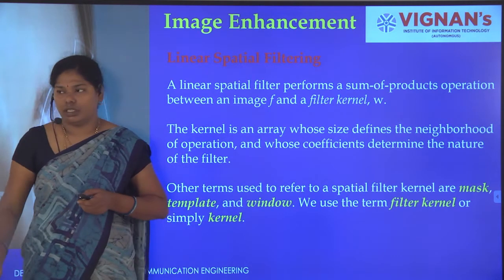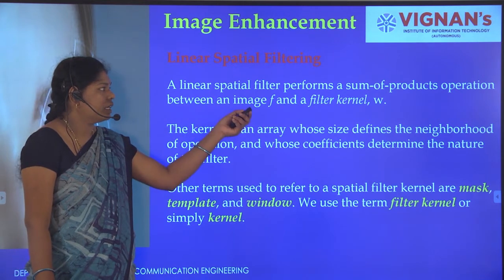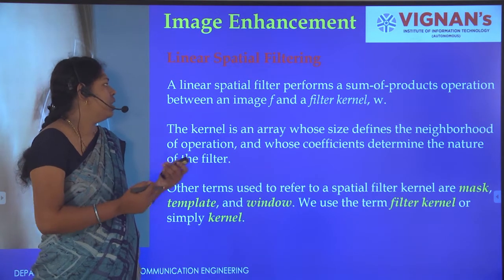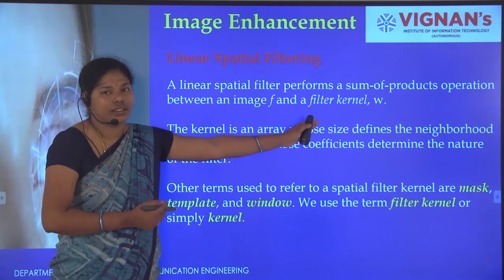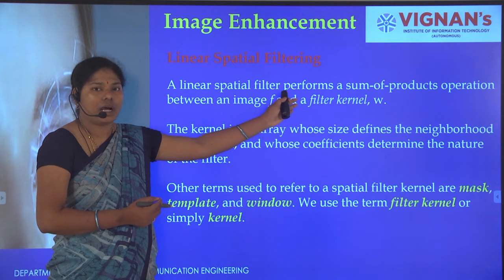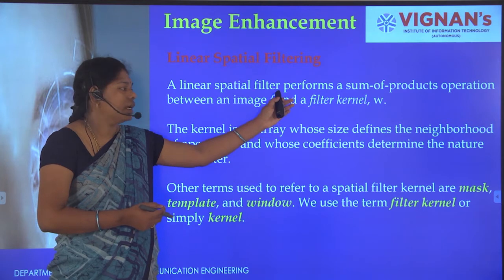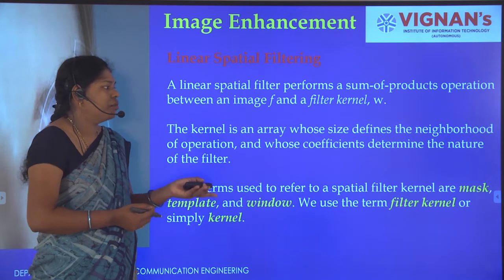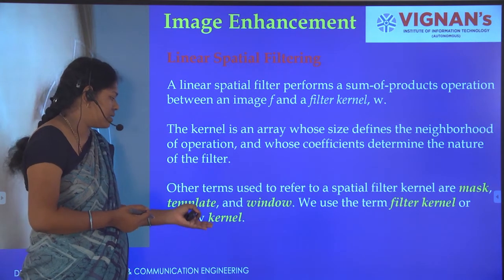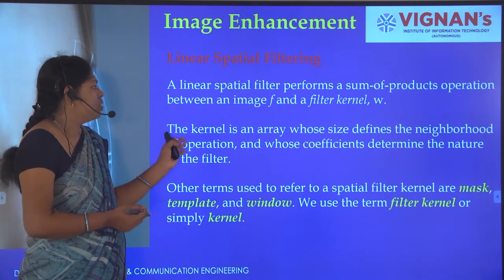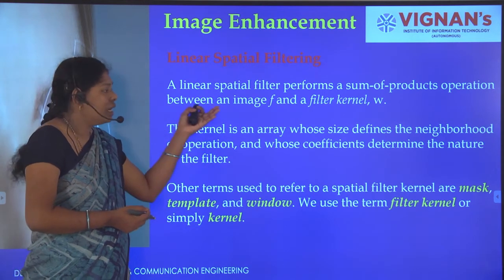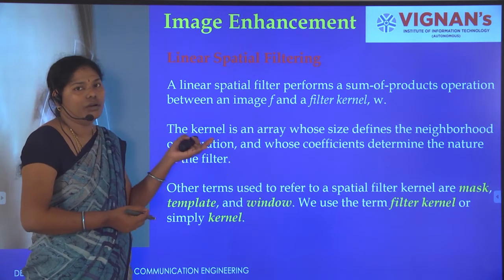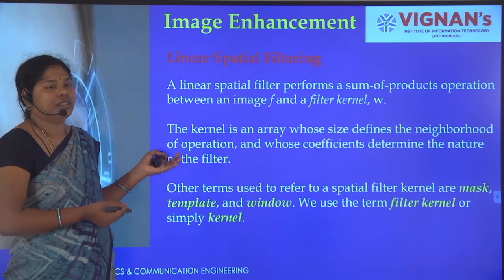Next, linear spatial filtering. The linear spatial filtering is nothing but the sum of products operation. We said that it is an integration operation between an image and a filter kernel, or we call it a mask or neighborhood or kernel. We can use any name: window, template, kernel, filter kernel, mask, and mostly we call it a mask or kernel. Here the kernel is nothing but a neighborhood. Always the size we define in terms of 3 by 3 or 5 by 4. Basically we are using a 3 by 3 mask.